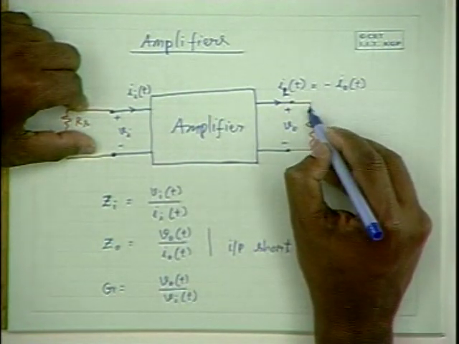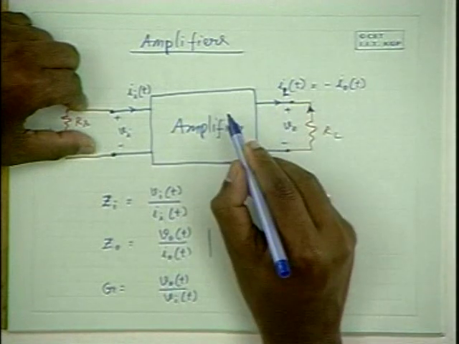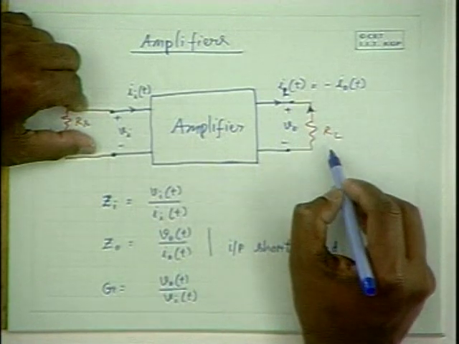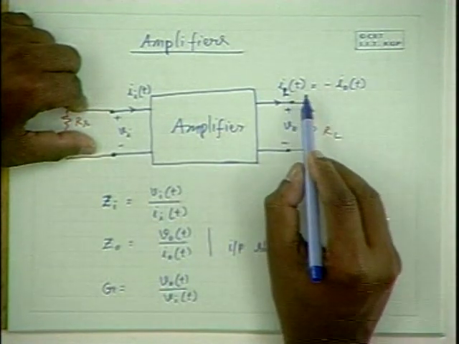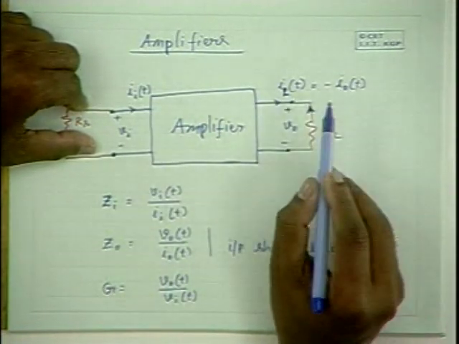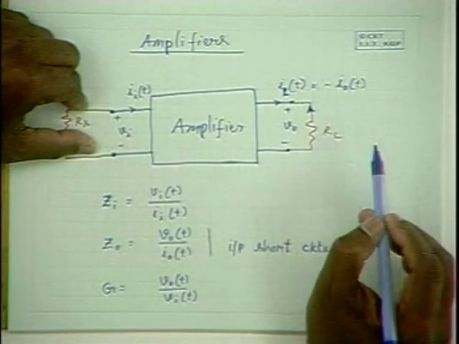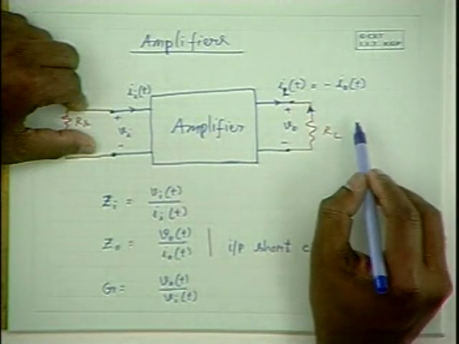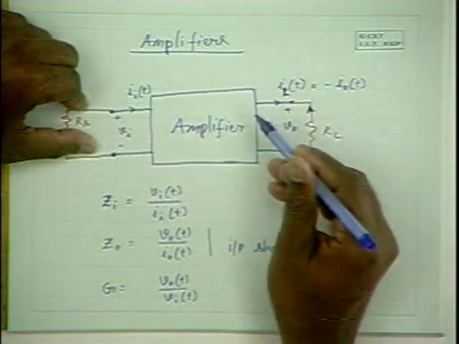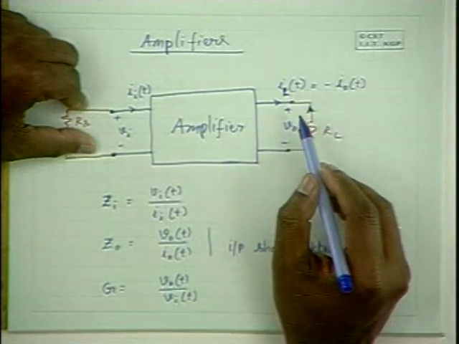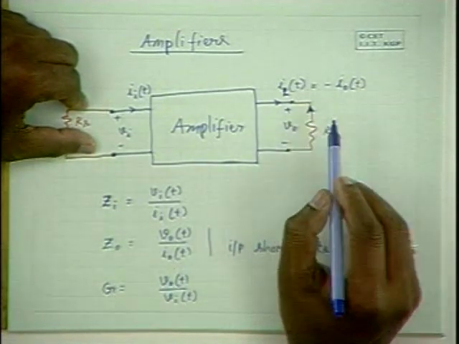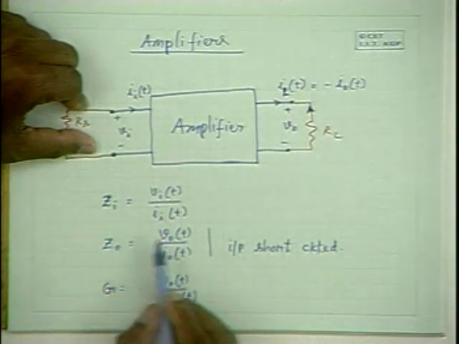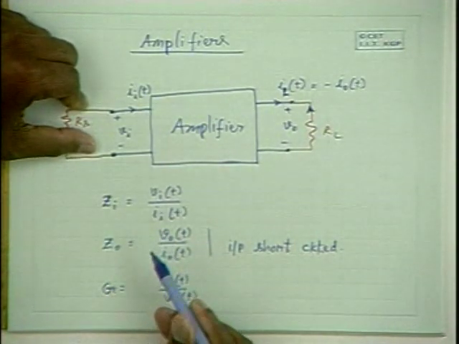So I0T is the current which is going into the terminals. The load current is the current which is going into the load. Therefore, I0T is equal to minus ILT, or ILT is equal to minus I0T. So when you apply an external voltage source of V0T here, the current that is going inside is denoted as I0T, so V0T divided by I0T is Z0. And if it is a real quantity, it becomes R0.